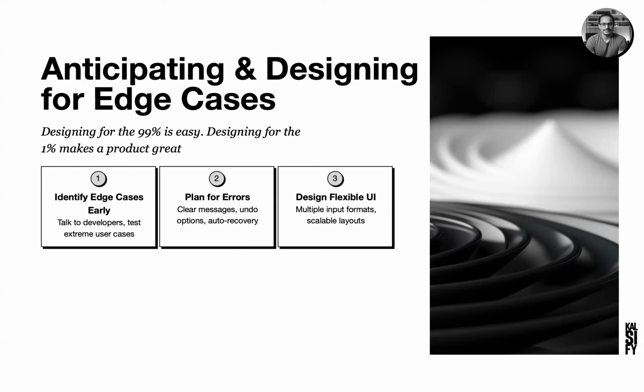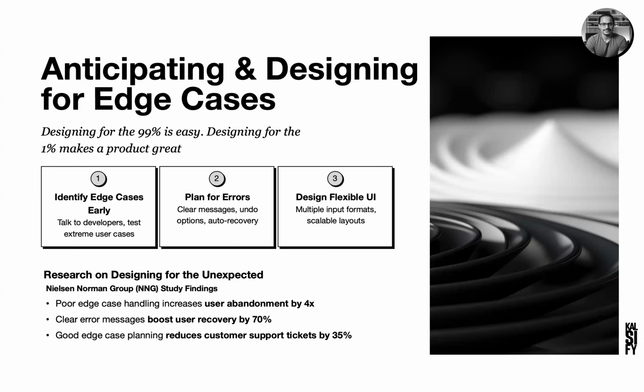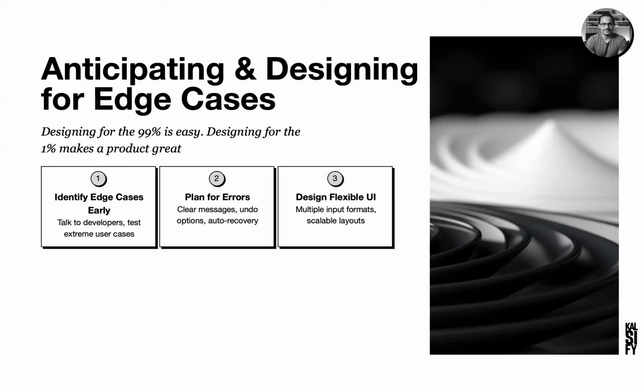Support extreme screen sizes, from tiny smartwatches to giant monitors. An example for this is Google Forms lets you paste in a messy date format and still figures it out. That's flexibility done right. Why this matters?